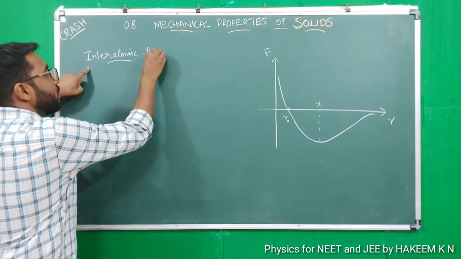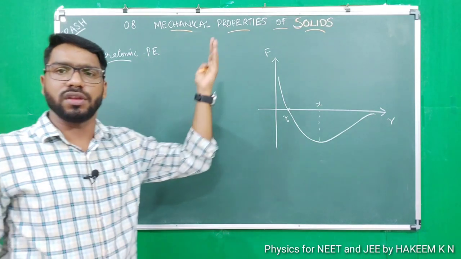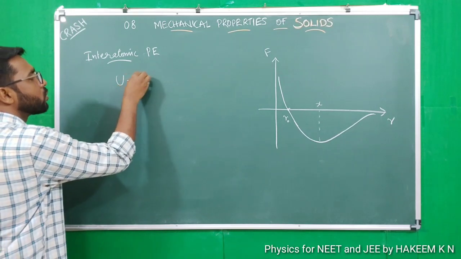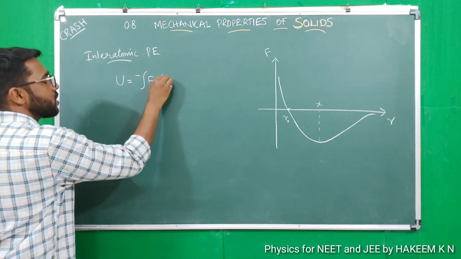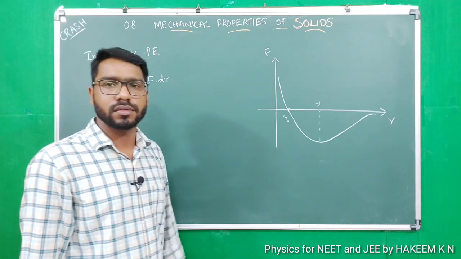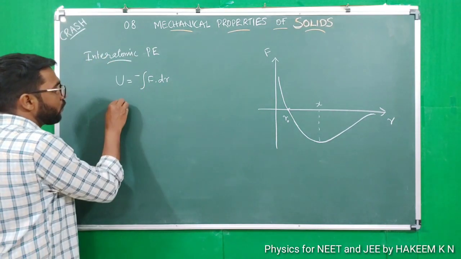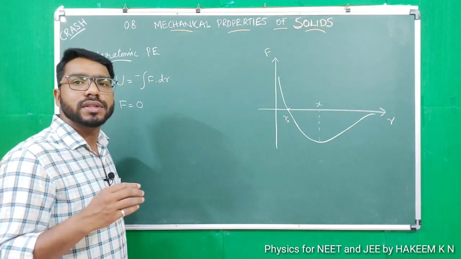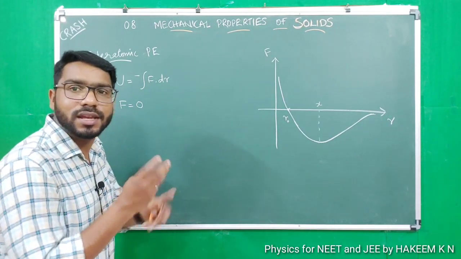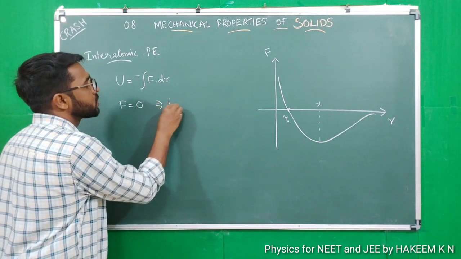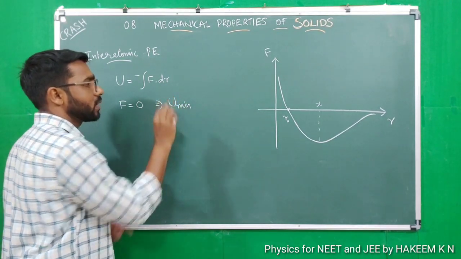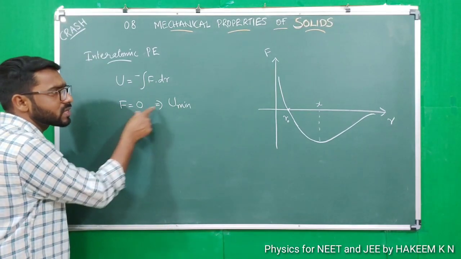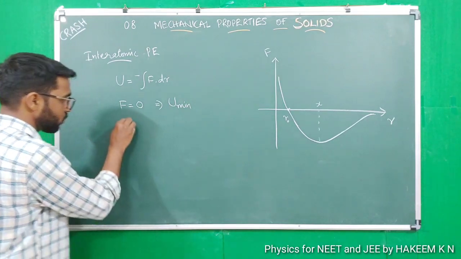Interatomic potential energy due to interatomic force. Potential energy, we studied that U equals minus integral F dot dx or F dot dr. Okay. When the net force is zero, that means the system is in physical equilibrium, then potential energy U will be minimum. That means when force is zero, potential energy should be minimum.